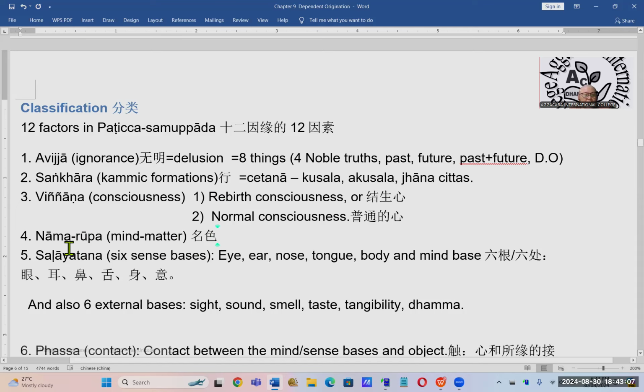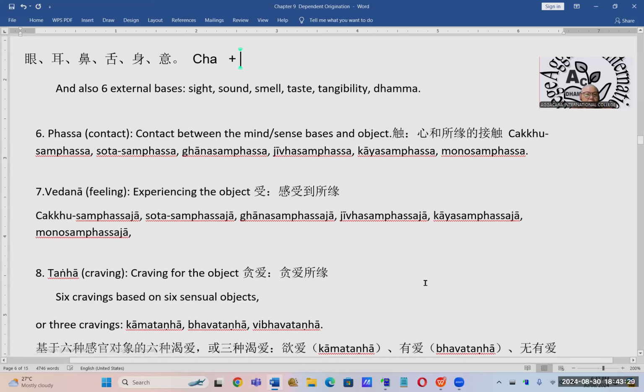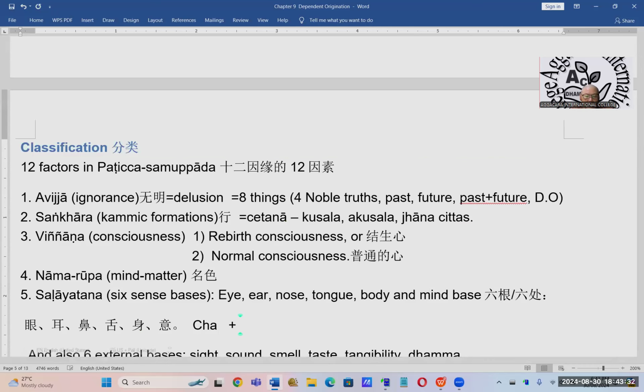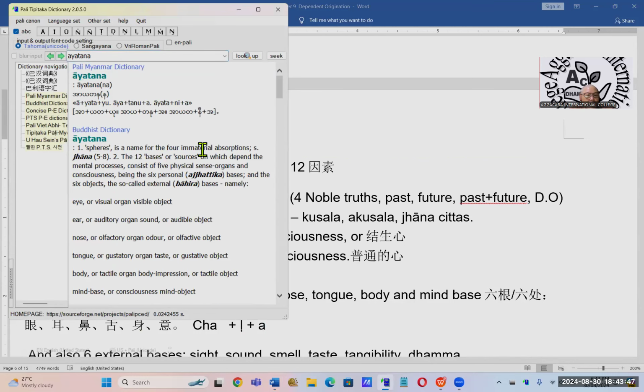Right? So salayatana, from the word cha, cha is 6. 6, cha. Then insertion of L, and then plus ayatana. Now, this word ayatana actually has many meanings. So sometimes we translate it as sphere.